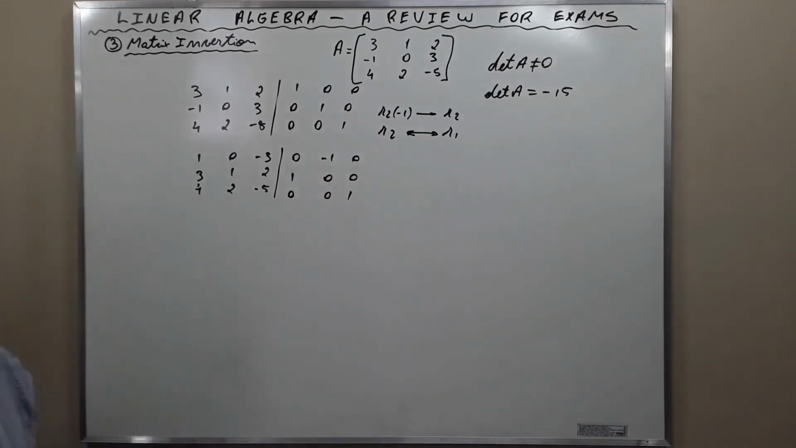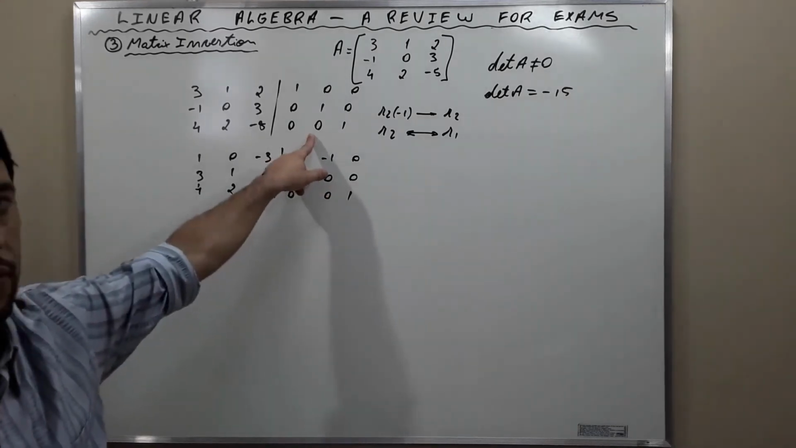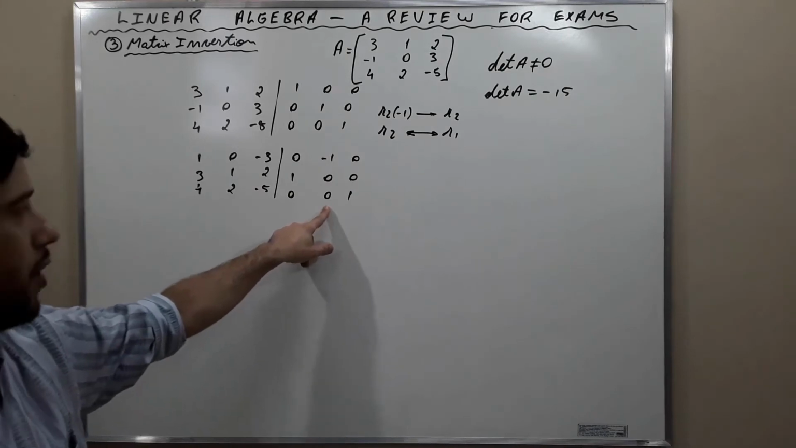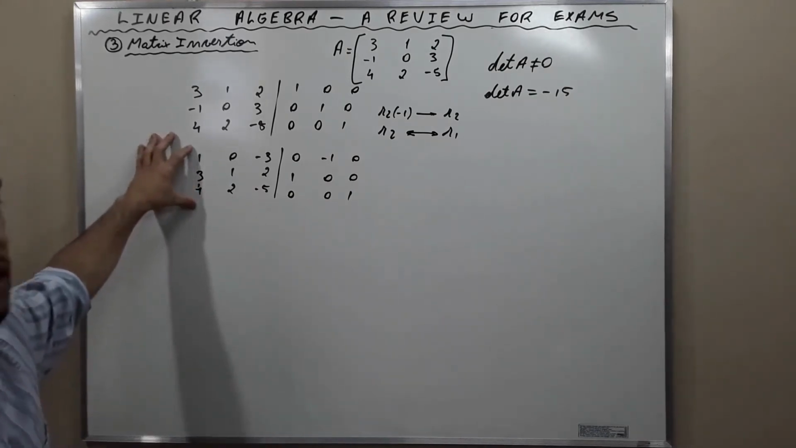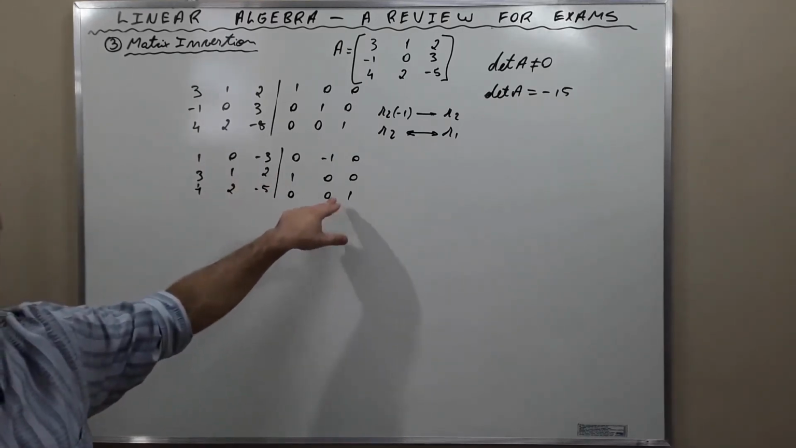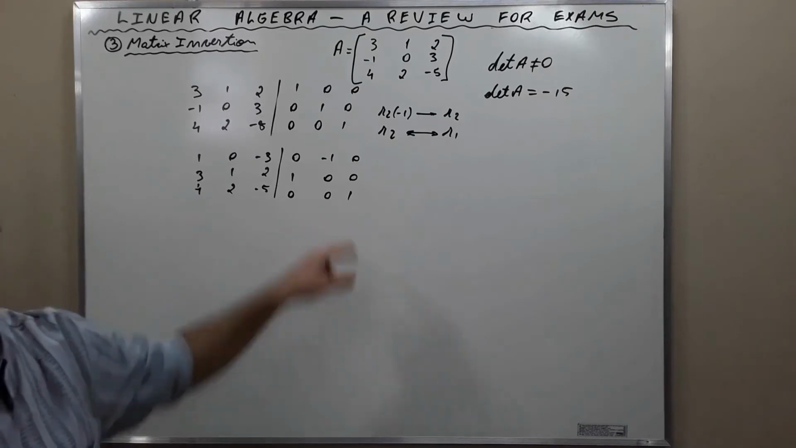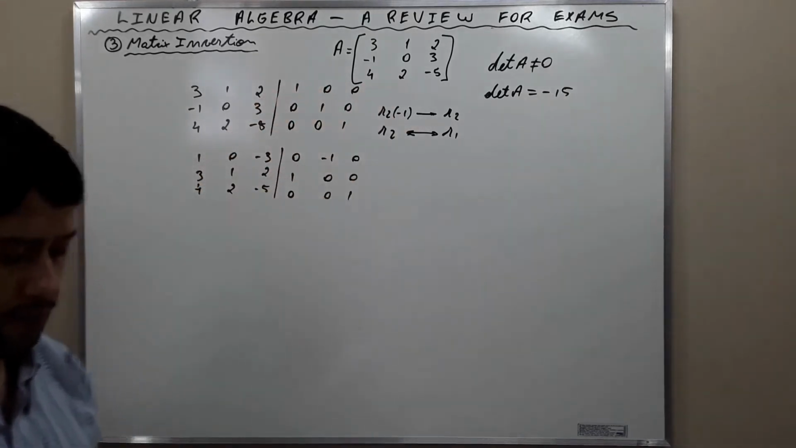you see that we are altering the identity matrix. We had the identity matrix here, we are altering it. Okay? Our objective is to make the identity matrix appear here, and what's going to pop up at the other side is the inverse of the original matrix.